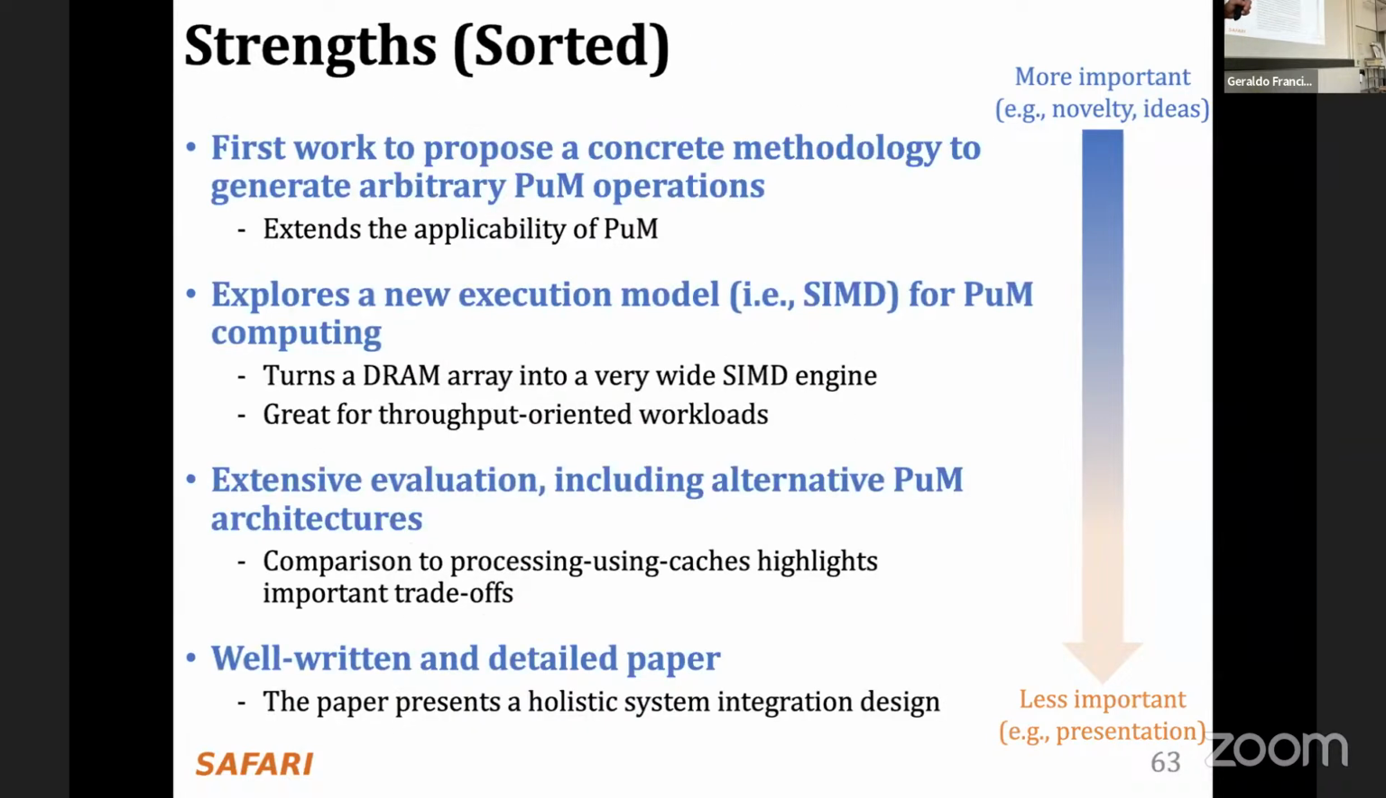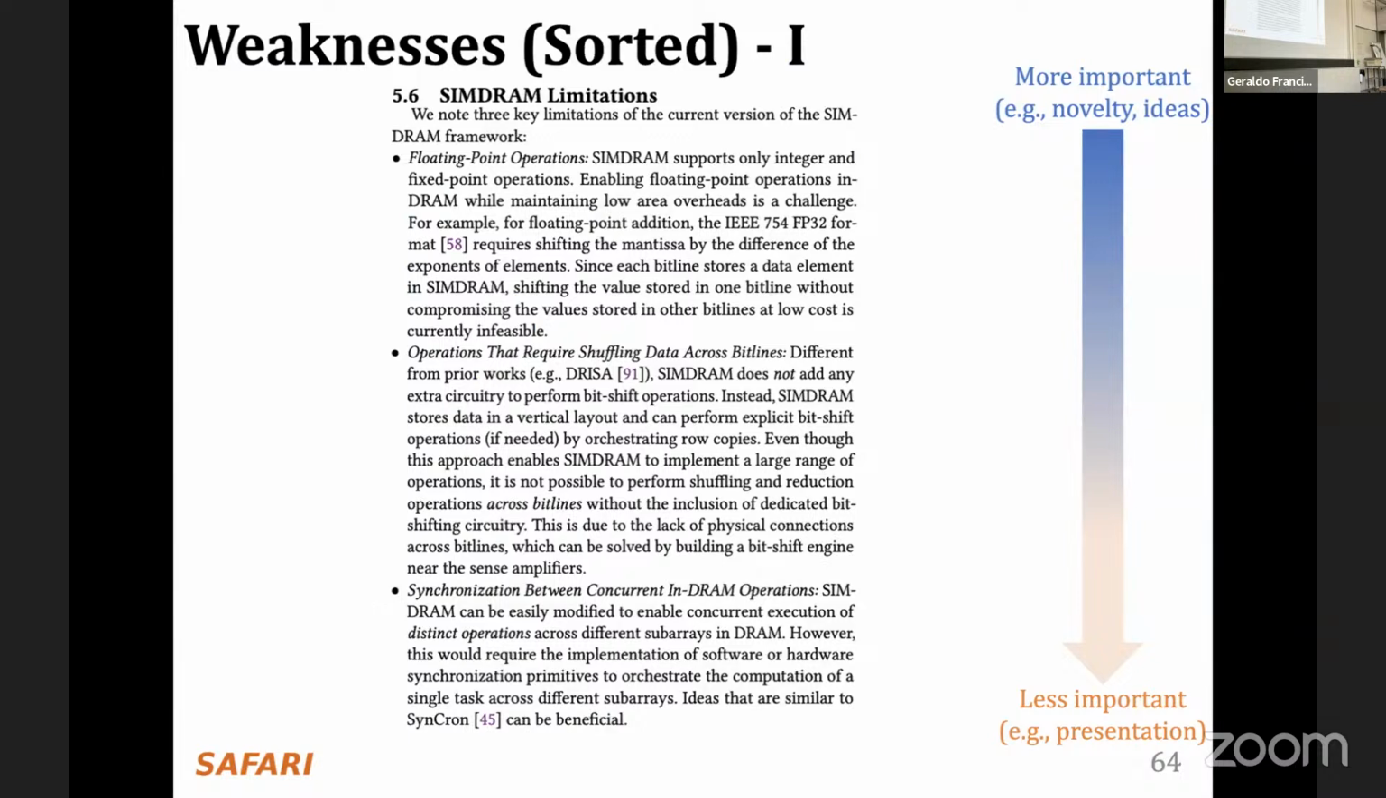Weaknesses. If you look at the SimDRAM paper itself, there is a section, and this is quite common in many papers, called SimDRAM limitations. So you can go to the paper, find the section, and just copy and paste the limitations that the authors provide. Floating point operations: SimDRAM does not support floating point operations, or operations that require shuffling data across different bit lines, or synchronizations. You can write those down, but this is a bit boring and expected because the authors already identified those limitations themselves.